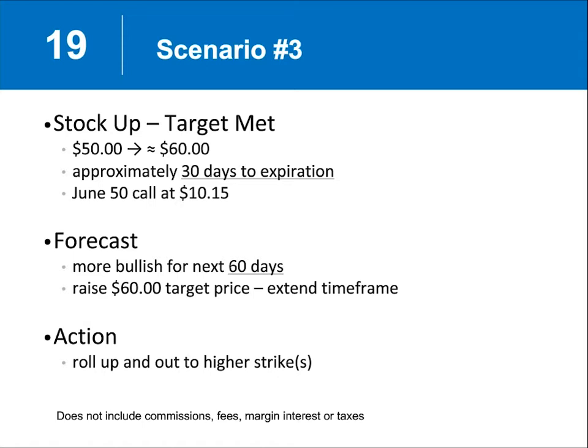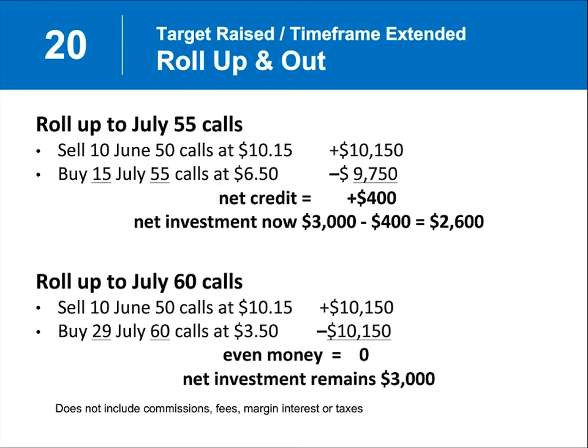An adjustment that we can consider would be to roll up and out. So we're rolling out in time, such as what we just did, and we're rolling up in strike price. As we move up in call strike prices, the premium amounts will be decreased. It will allow us to buy more and more options. So we have 2 different examples of this, and we'll plot both of these on the following graph on the next slide. We have the 10 June 50 calls for $10.15.